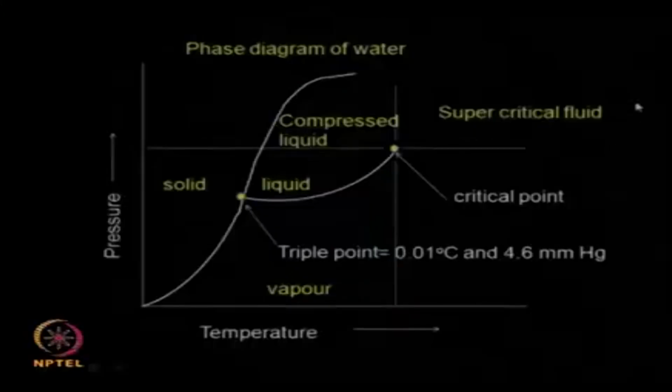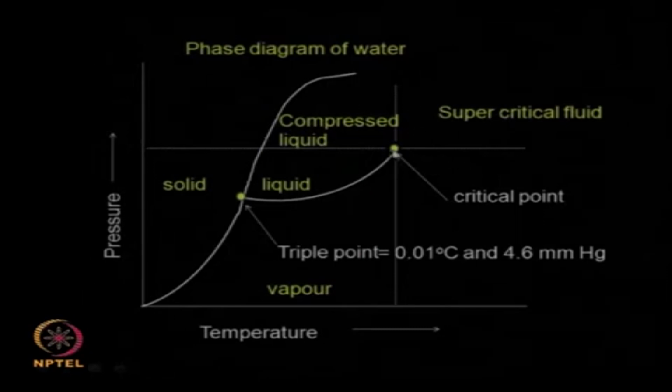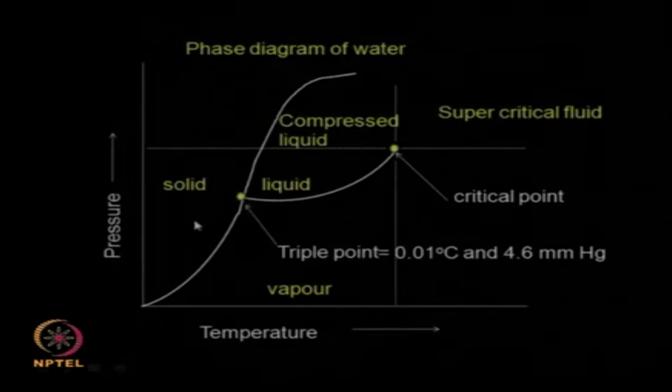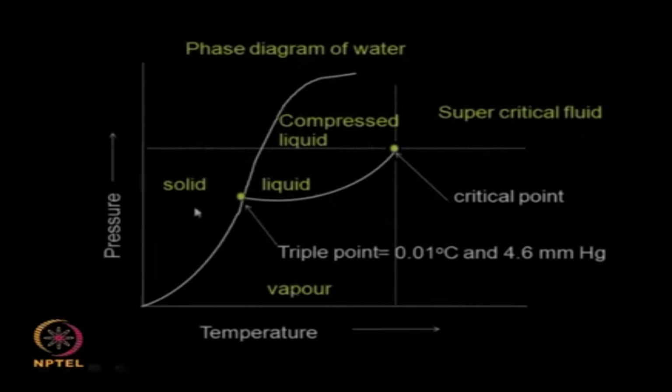So the supercritical fluid region is this, where you are operating above the critical point, where the liquid and the vapor behave like a supercritical fluid. So that is supercritical fluid, whereas at the triple point here we can move from vapor, that is water vapor, directly to ice, solid ice, or we can move from solid ice to vapor.